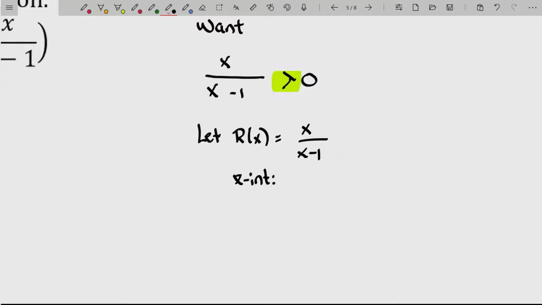But the x-intercepts occur when y is 0 and y is 0 when the numerator is 0. So x-intercept occurs when x equals 0. The y-intercept occurs when x is 0. And if x is 0 in this statement, well, you have 0 over a negative 1, which is 0. So my x and y intercepts are identically the same here. And let me clean that up. That 0 is not good looking.